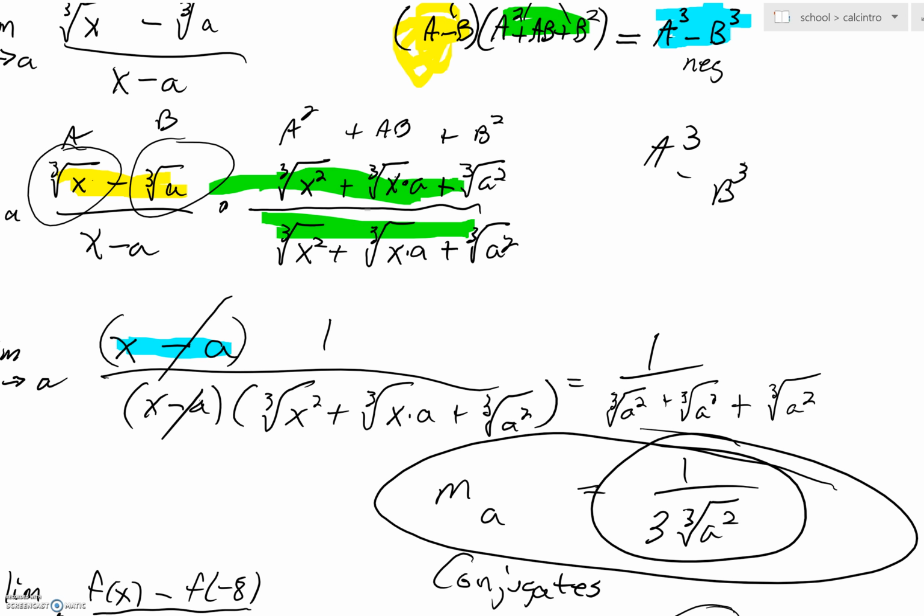By the way, now you can plug in a equals -8. And if you did that, to see what would happen, you'd say, well, I'd get 1 over 3 times the cube root of -8 squared. Guys, if you work that thing out, you're going to get 1 over 12, just like we did before. How about that? Now you've got a more general formula.